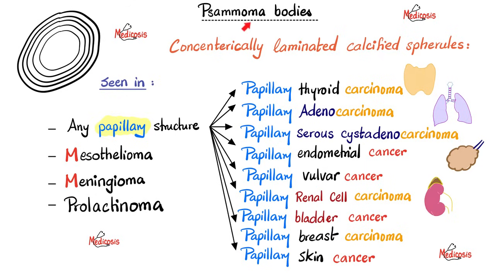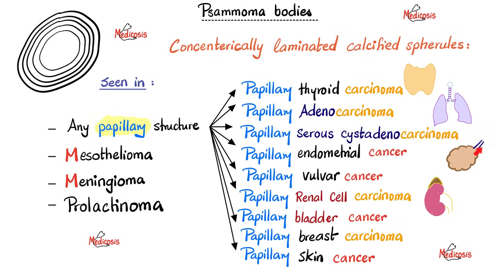So what is the cause of the psammoma body formation? Here is something that your professor will never tell you. Listen carefully. Any papillary structure in pathology can cause psammoma body formation. Example, papillary thyroid carcinoma. Oh, it's a cancer in the thyroid and it's papillary. Can I get psammoma bodies here? Absolutely. How about adenocarcinoma in the lungs with a papillary structure? Oh, it's papillary. Can I get psammoma bodies here?